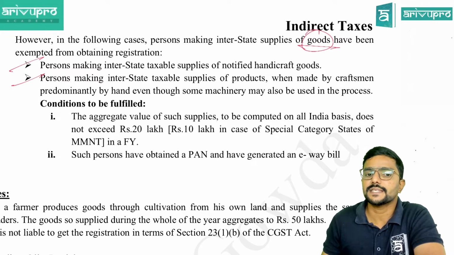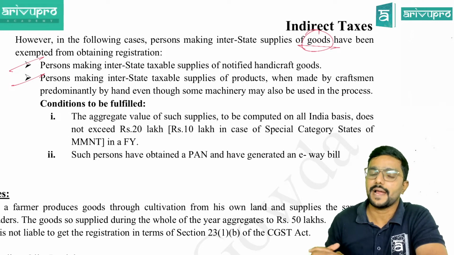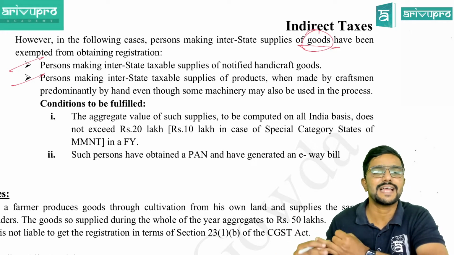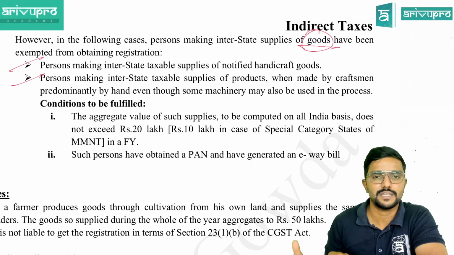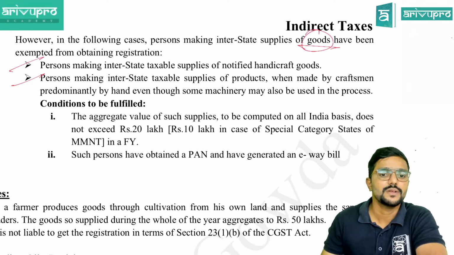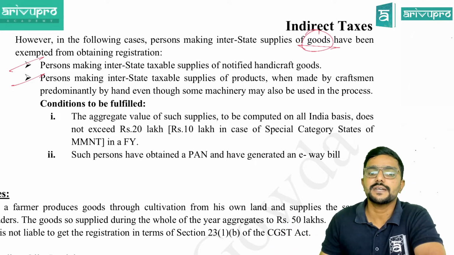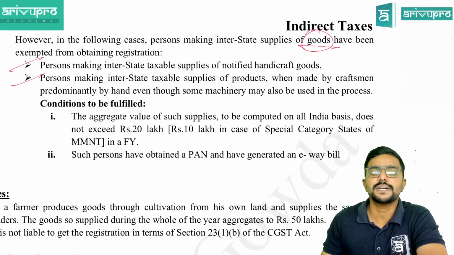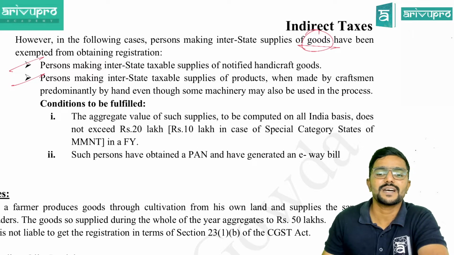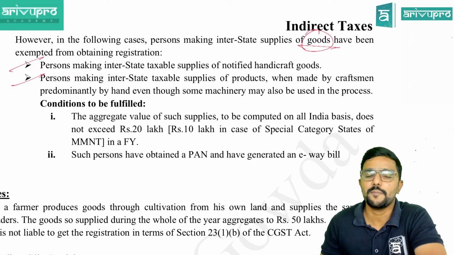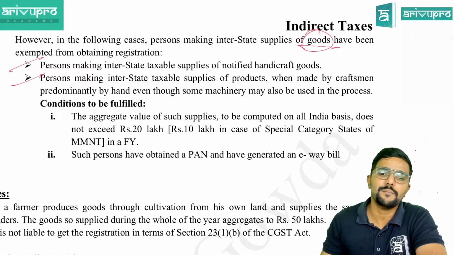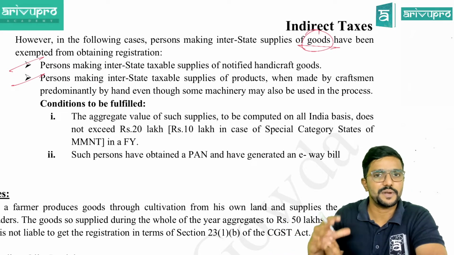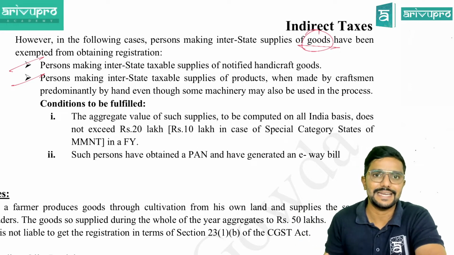Person making interstate taxable supplies of notified handicraft goods, means which are predominantly made by hands, guys, like baskets, candles, all these products, like leather products, which are made by hands. Next, person making interstate taxable supply of products which are made by craftsmen, again which are predominantly made by hand, even though some machinery may be used. In the process, a small part of machinery can be used, but it is predominantly made by hand.